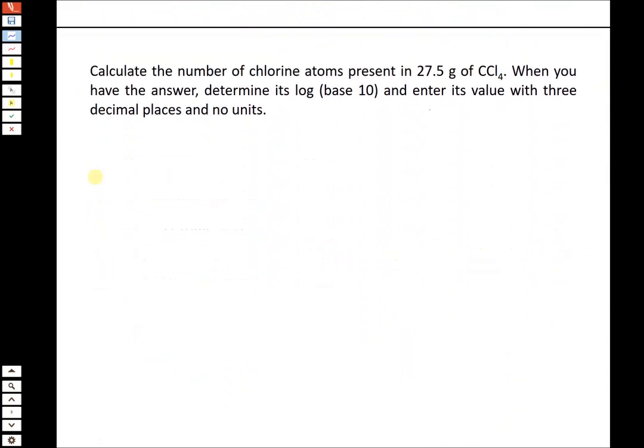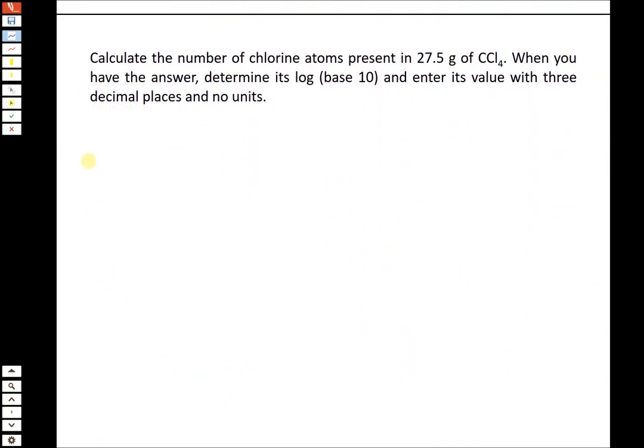Okay? And then finally, this problem here is going to use the same concept, but also add an additional one in. So here we're looking for the number of chlorine atoms present in 27.5 grams of CCl4, and again we have to enter the log of the answers. This is going to involve a few steps for us because we're trying to find number of atoms, we're given a mass, we don't have a simple relationship between those. But again, start with what we're looking for. We're looking for number of chlorine atoms, and start with what you're given, which is 27.5 grams of CCl4.